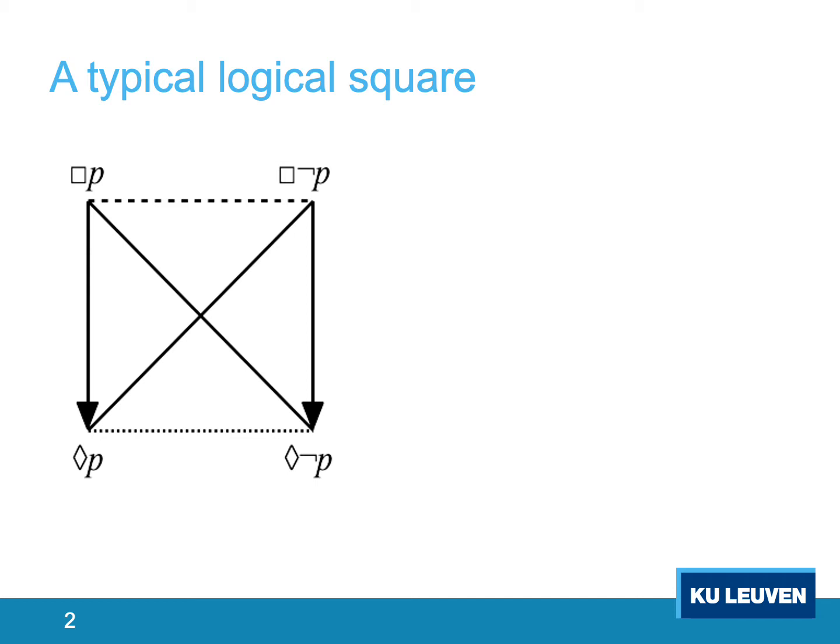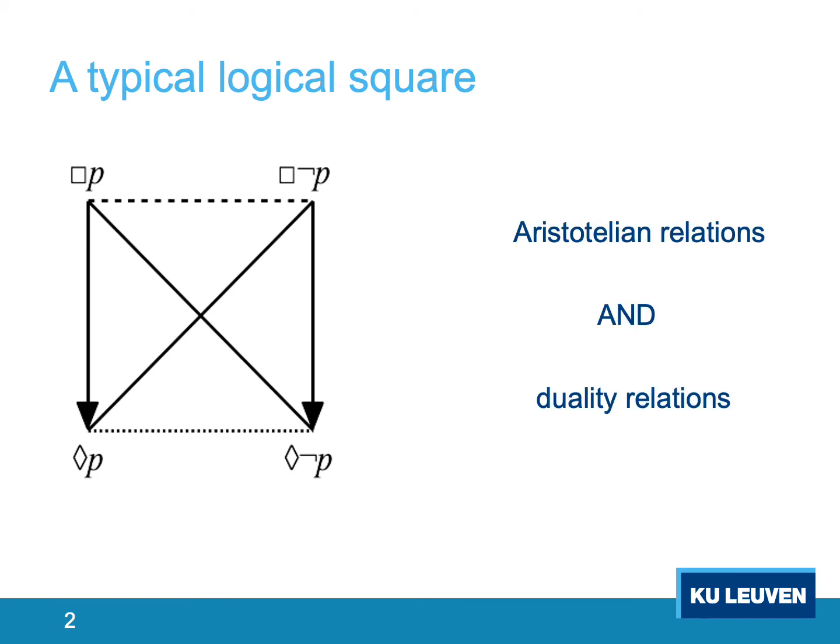For example, necessary P is contrary to impossible P, because these two formulas cannot be true together, but they can be false together. However, these same four formulas also exhibit so-called duality relations. For example, necessary P and impossible P are each other's internal negation, which should be obvious from their syntactic forms. This logical square thus exhibits at the same time both Aristotelian relations and duality relations.